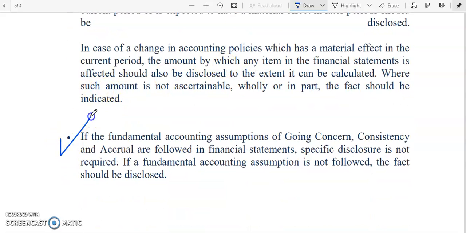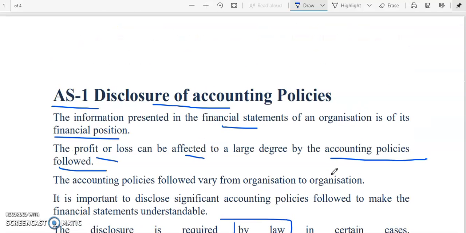Now the most important is the fundamental accounting assumptions: going concern, consistency and accrual. If they are not followed in the financial statement, then specific disclosure is required. Otherwise, we shall assume that the fundamental accounting assumptions, that is going concern, consistency and accrual, are followed. If they are not followed, then specific disclosure is required. So this is the discussion on Accounting Standard 1.